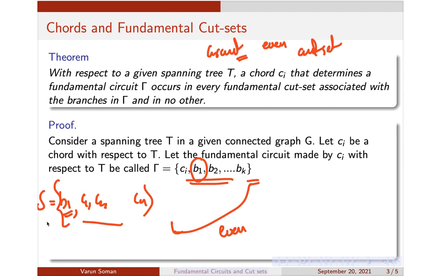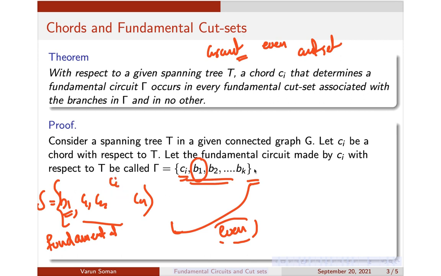Okay, now this fundamental cut set cannot contain any other branch. Already B1 is there, so it's a fundamental cut set, and a fundamental cut set will contain exactly one branch. So no more Bi's can happen in this S. But we should also have an even number of edges in common. So what is the only other possibility? The only other possibility is that this Ci should also be present here.